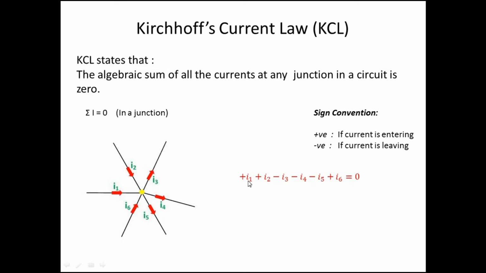If we rearrange this, I1, I2, I6 are positive, so we can write I1 plus I2 plus I6, and I3, I4, I5 can be taken to the other side. So this is the sum of entering currents, and this is the sum of currents leaving. We can term it as: sum of currents entering is equal to sum of currents leaving. This is another statement of KCL.